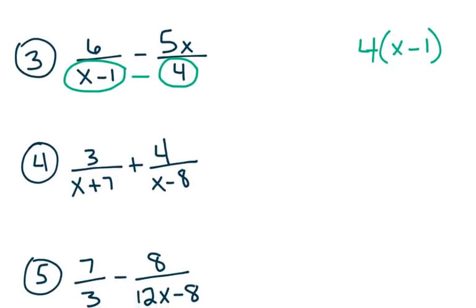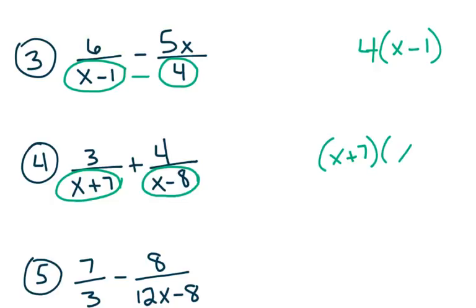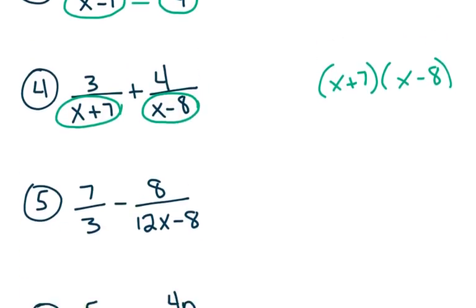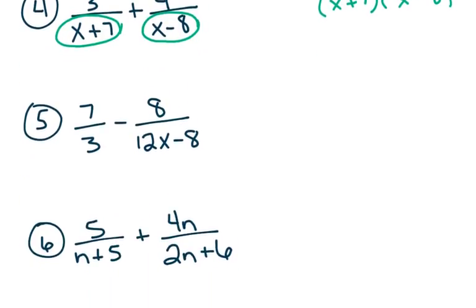Okay, same thing here on number 4. I have an x plus 7 here. I have an x minus 8 here. I have two binomials. They're not the same. There's no GCF that I can factor out of either one of them. So I'm just going to multiply them together. So my common denominator is going to be x plus 7 times x minus 8. It really is this simple, okay? And that's why I wanted to just focus on the least common denominators for a minute.